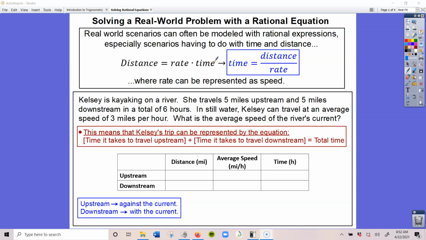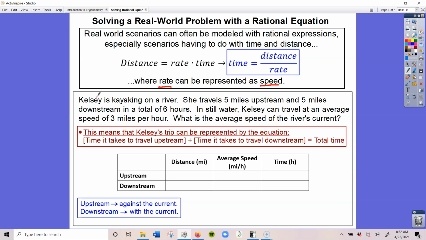So therefore, if I'm going to solve for time, we would divide the rate to both sides and get that time is equal to distance divided by the rate, where rate is just another word that we use for speed. Now the reason that we're using time is because a lot of the times these word problems are going to tell you something about the time that it takes to travel somewhere. So we're going to write the equations in terms of time.